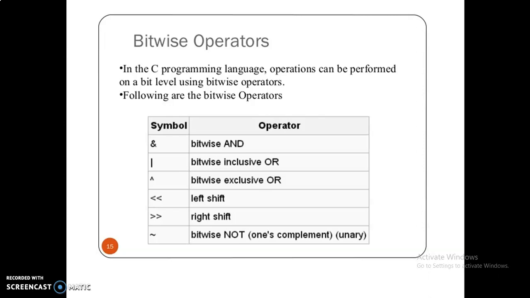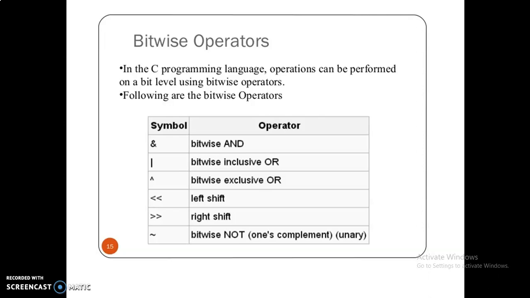These are the bitwise operators. What are the bitwise operators in C? Or what does bitwise operator mean? In the C programming language, operations can be performed at the bit level using bitwise operators. The operations can be done at the bit level, so that is called bitwise operators.